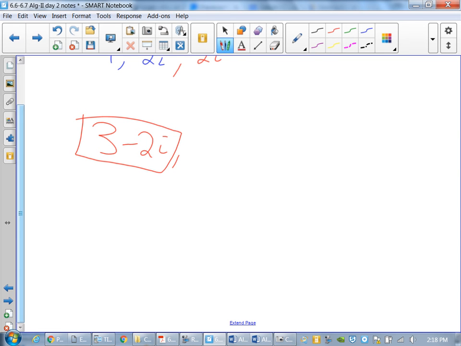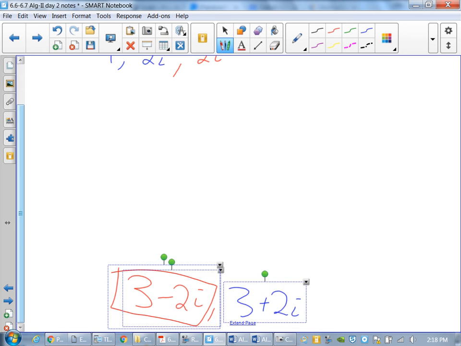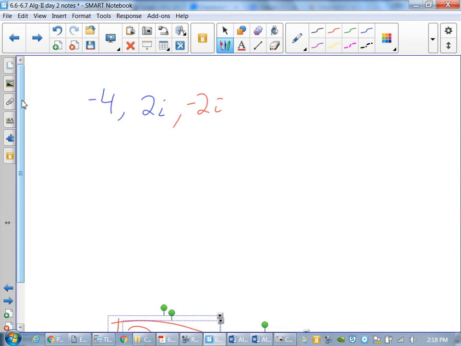So if there's a 3 minus 2i, what else should there be? There should also be a 3 plus 2i. Remember, they're always going to go in tandem with one another. And I'll talk about how you work with these here in a second. So going back to this first one, if I have 4, 2i, and negative 2i, hopefully whenever you have just a constant next to i, you'll be able to tell what the term's going to be rather quickly.